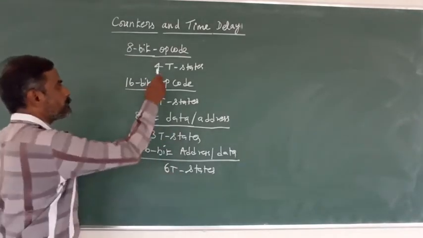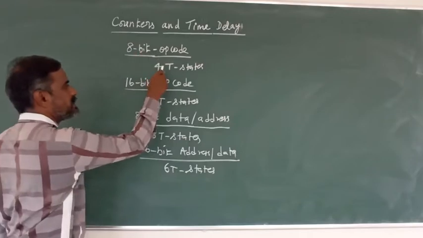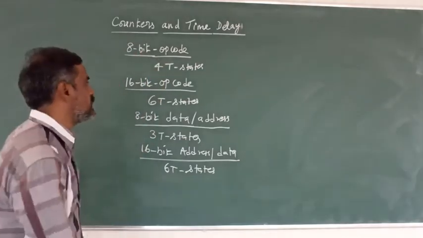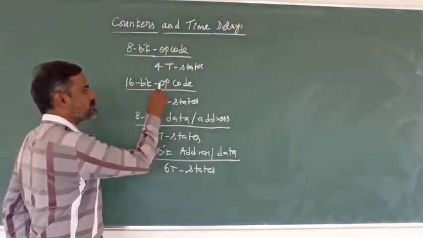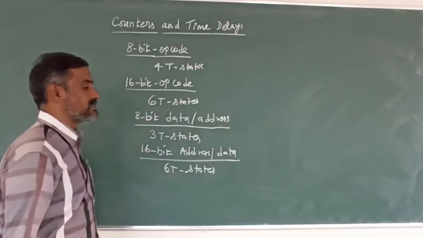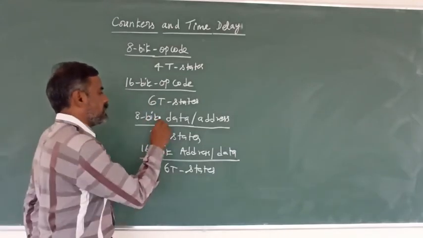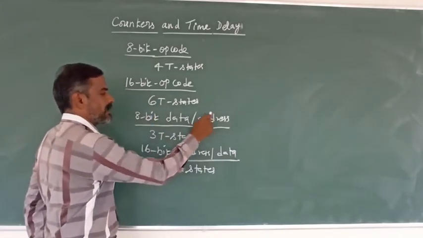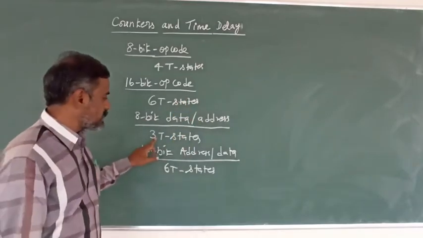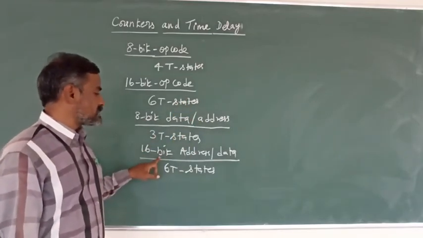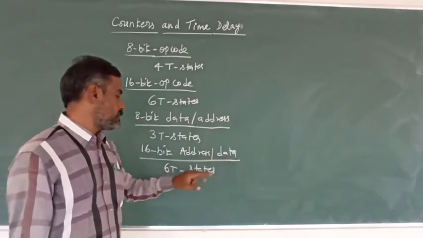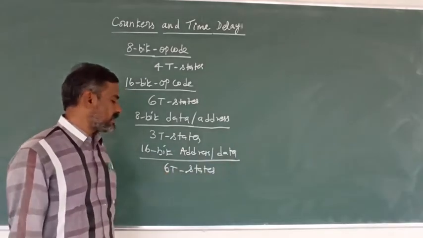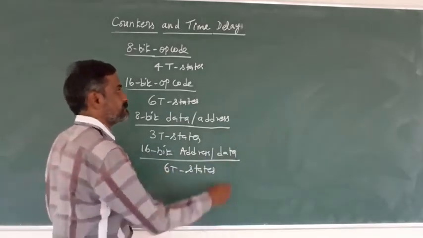Okay. An opcode related to 8-bit requires 4 T states. An opcode related to 16-bit requires 6 T states. 8-bit data or an 8-bit address requires 3 T states. And a 16-bit address or 16-bit data requires 6 T states.